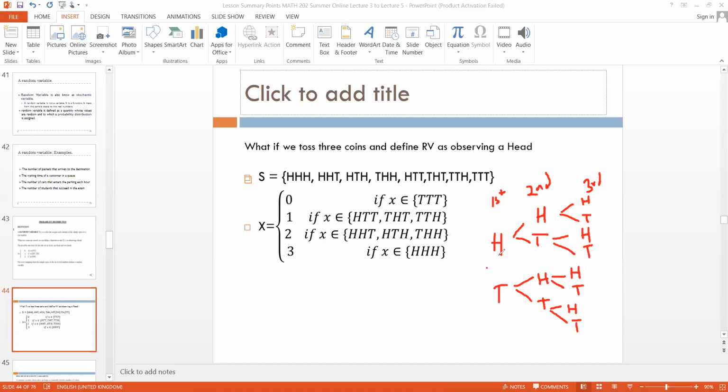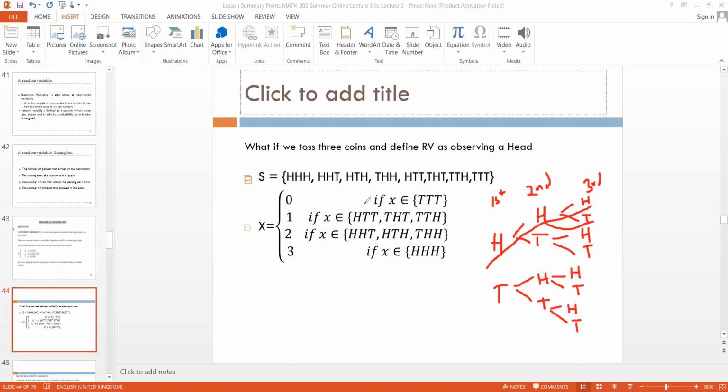So the first one will be head, head, head. Okay, then the next one will be head, head, tail. Okay, good. Then you take head, tail, head; head, tail, tail; tail, head, head; tail, head, tail; tail, tail, head; and then tail, tail, tail. Okay, good. So this is a way of generating what? The combinations or all possible outcomes of the experiment.